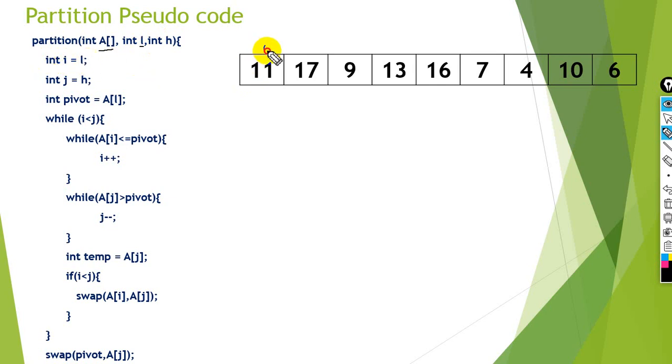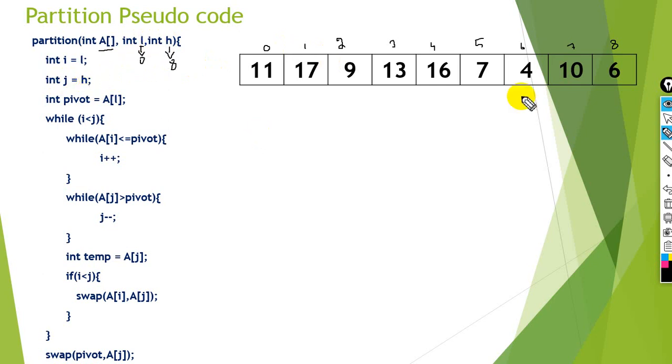Now for example, this is index 0 1 2 3 4 5 6 7 and then 8. Okay, so now L will take 0 and H will take 8 in this case. Okay, so now j is equal to H.